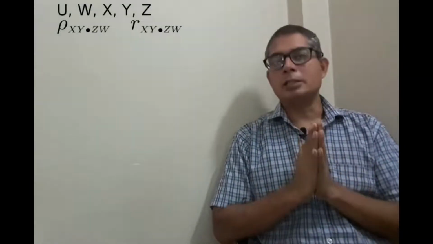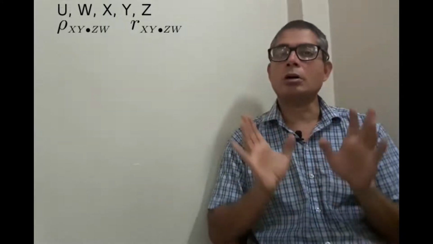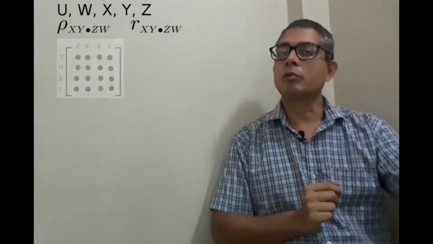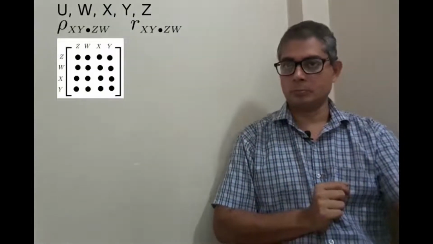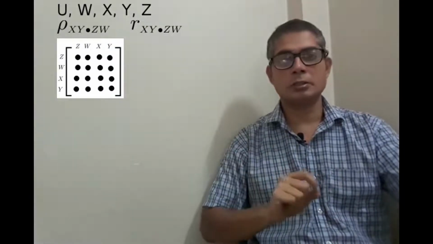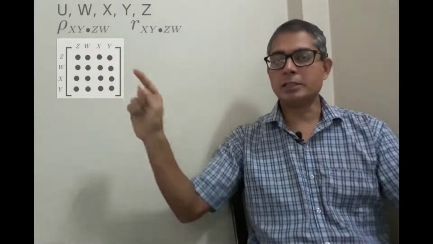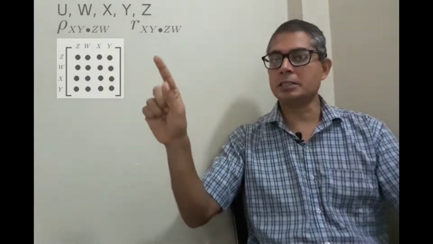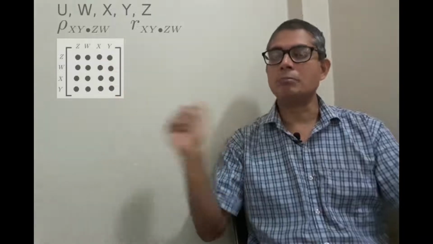First, we need to write down the dispersion matrix of only the 4 variables involved. Notice that u is absent. Also notice the order. The conditioning variables, namely z and w, come first, and the variables of interest x and y come last.